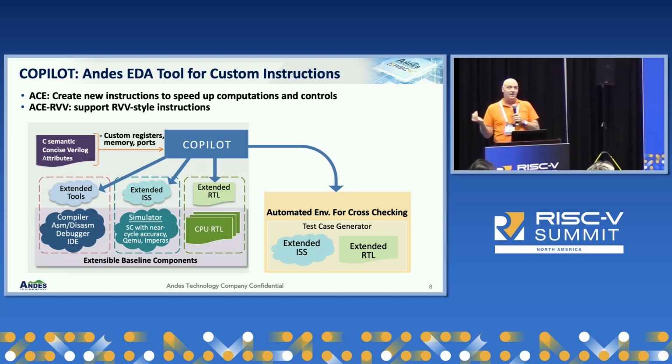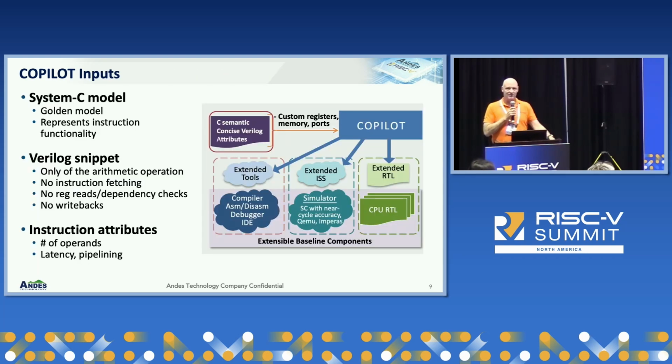And I'm going to talk about what you as a customer have to input into Copilot, and then what you get out of it. You can see a summary here, but the inputs are, you want to give it your golden model, your SystemC model. I have a specialized, I don't know, a 10-bit data format, and I want to have adds, subtracts, multiplies, and divides. Based on that, whatever it is, you need to have a SystemC model which represents what that instruction is functionally supposed to do. You also then need to have a Verilog snippet, and I use the word snippet here on purpose because you don't have to have full RTL.